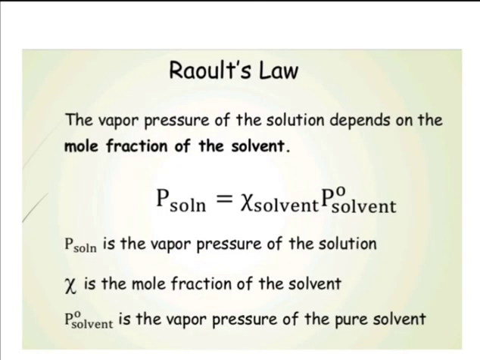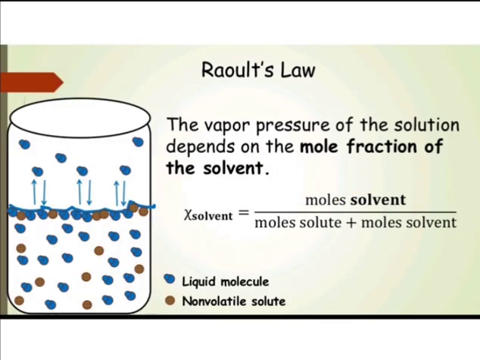The partial pressure of the gas is constant at equilibrium. Now Raoult's law, as we have already seen: the vapor pressure of the solution depends on the mole fraction of the solvent. So P solution is equal to X solvent times P standard solvent. P solution is the vapor pressure of the solution, X is the mole fraction of the solvent, and P standard is the vapor pressure of the pure solvent. The mole fraction of the solvent is calculated as moles of solvent divided by moles of solute plus moles of solvent. Here the blue dots are liquid molecules and the colored dots are non-volatile solutes.